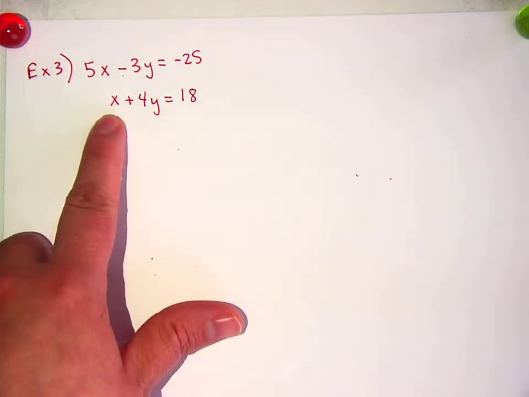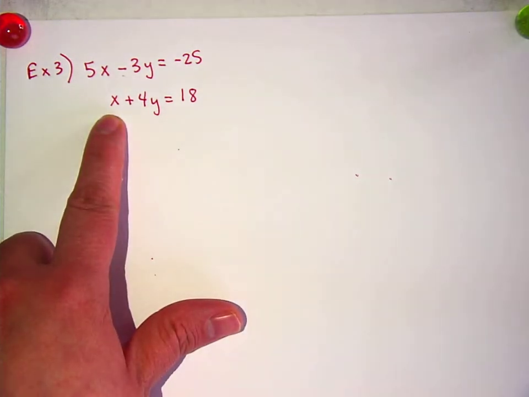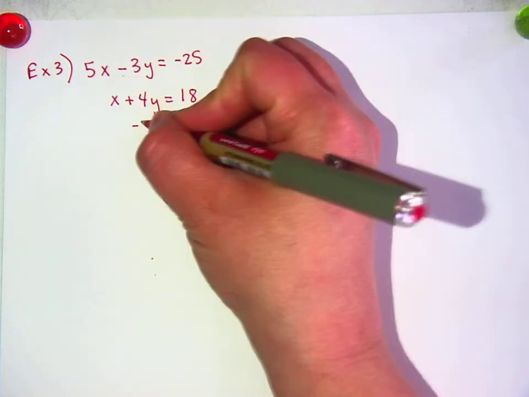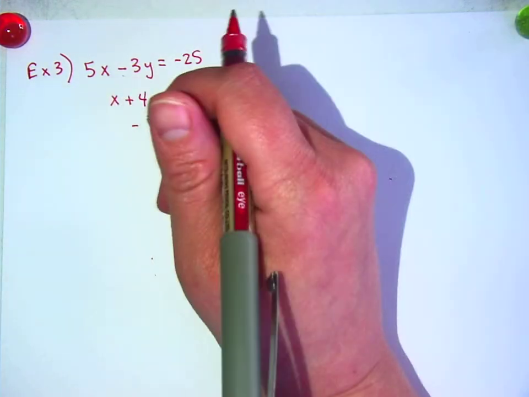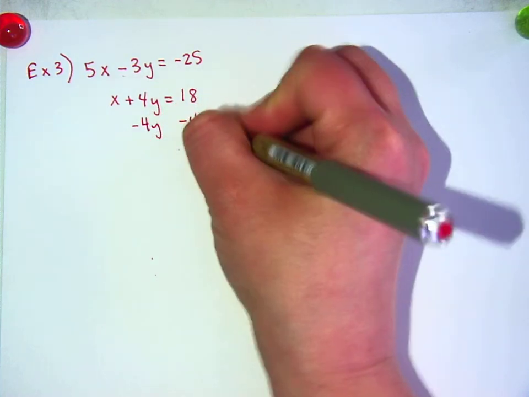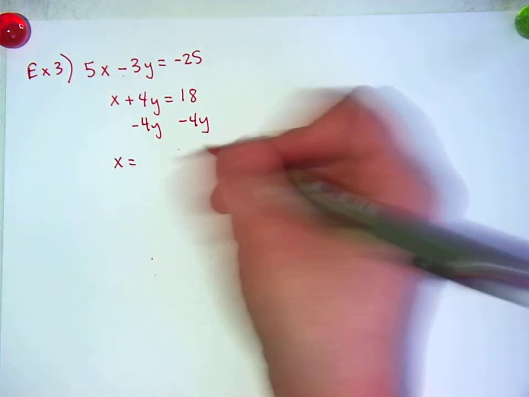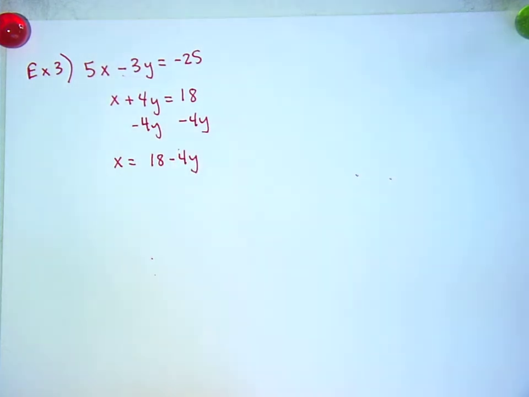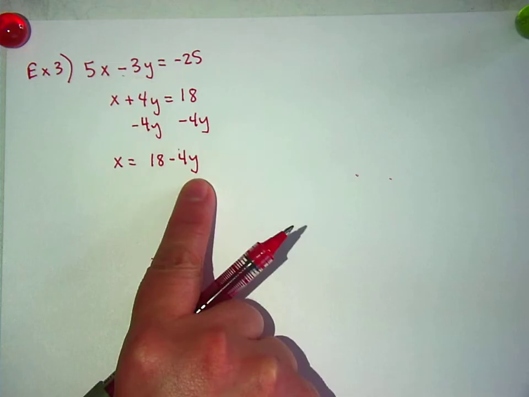Right, there's nothing in front of it, right? It's going to be faster to get it by itself. How do I get it by itself? No, I want to get the x by itself. So I'm going to subtract the 4y and get rid of that. So now I've got x equals 18 minus 4y. Do you see how now I've got it looking like x equals?